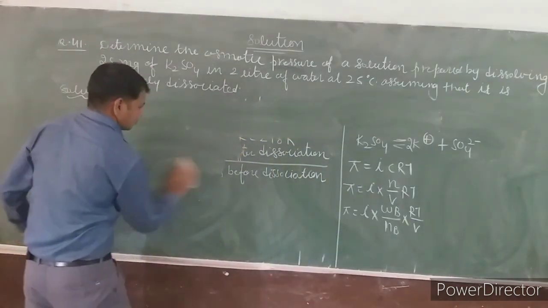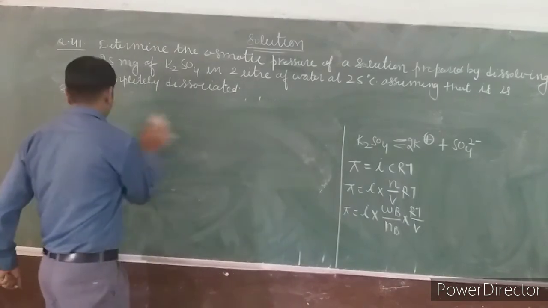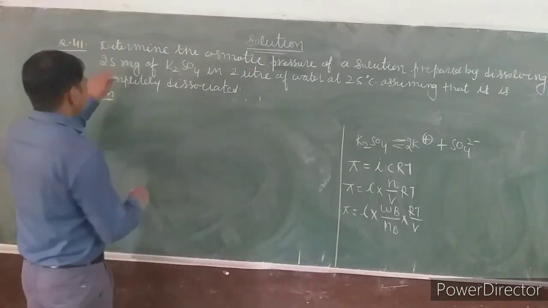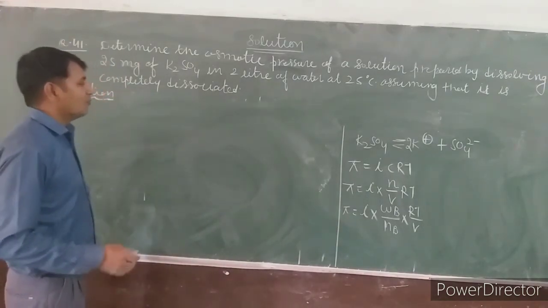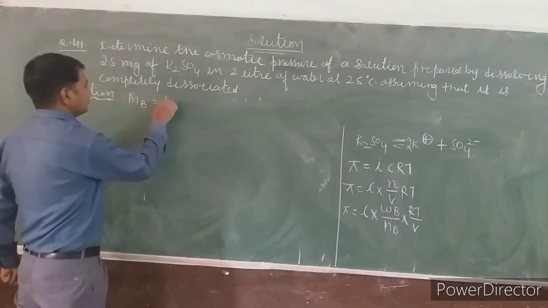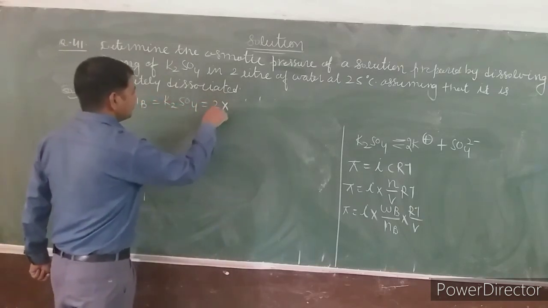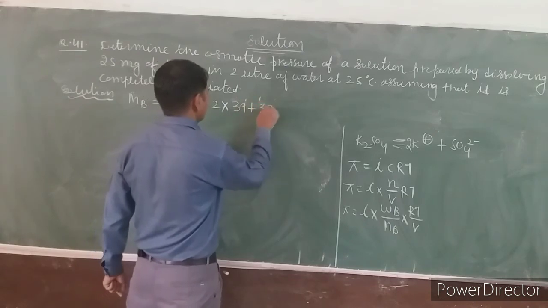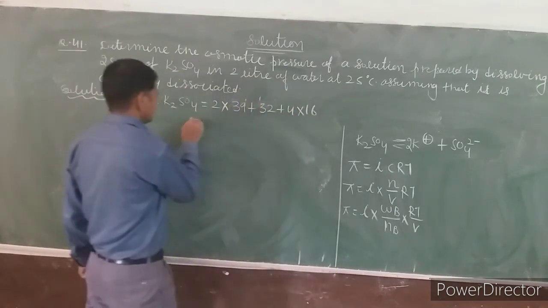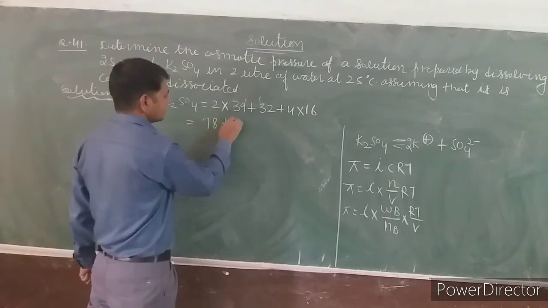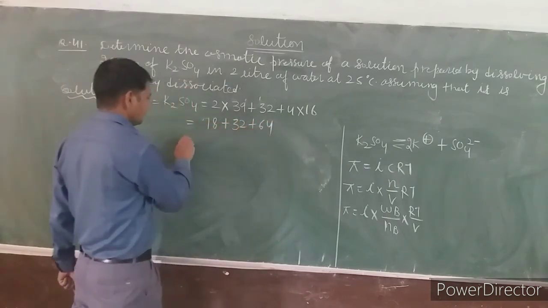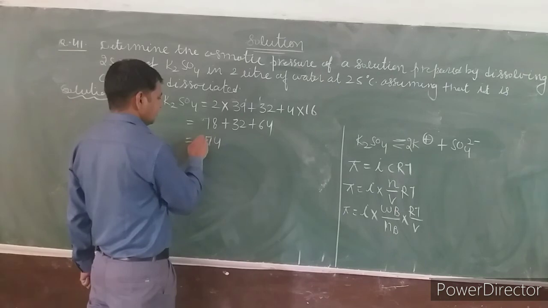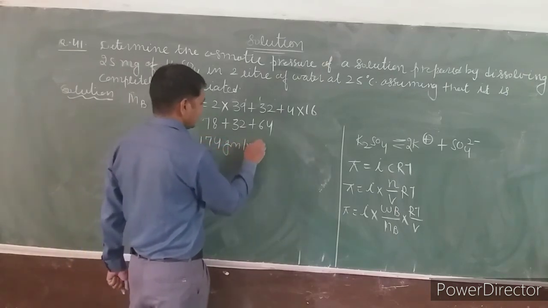To solve this last equation for calculation of osmotic pressure, we have I value 3, WB the given mass, that is 0.025 grams, MB the molar mass. The molar mass of K2SO4 will be 2 into the atomic mass of potassium, that is 39, plus sulfur 32, plus oxygen 4 into 16. It will be 78 plus 32 plus 64, so 174 grams per mole.